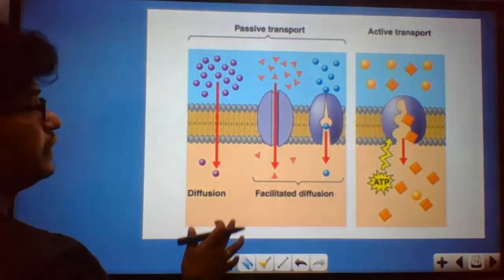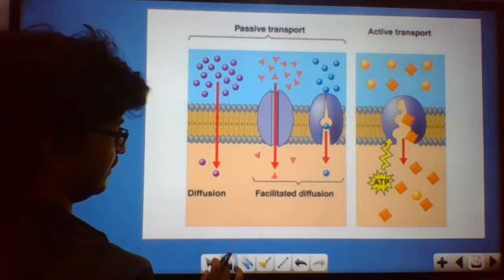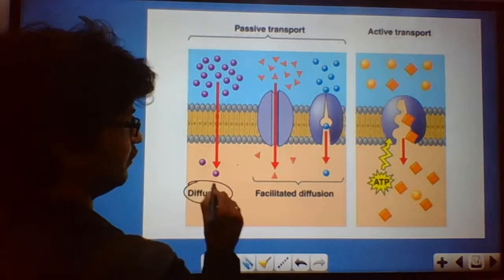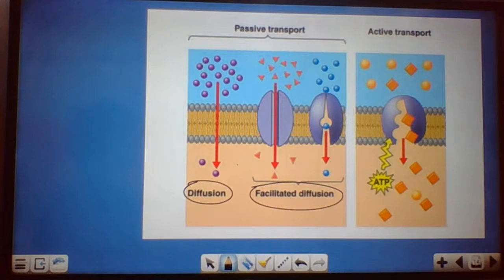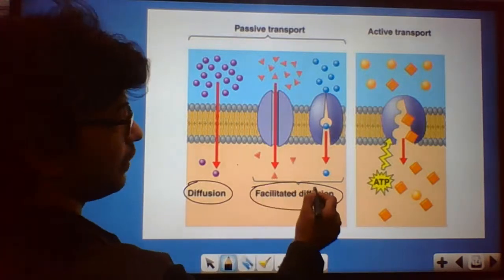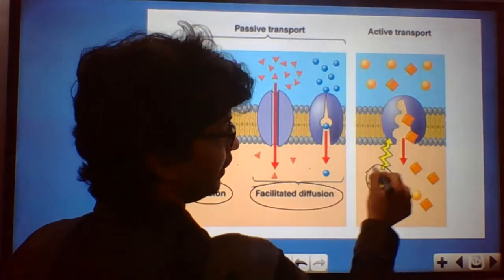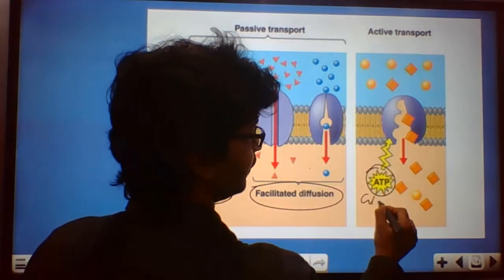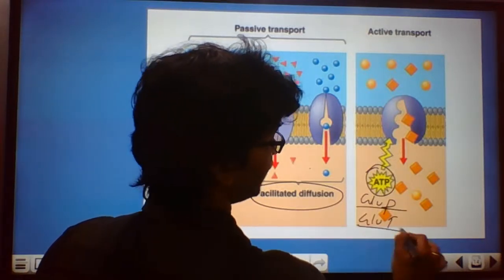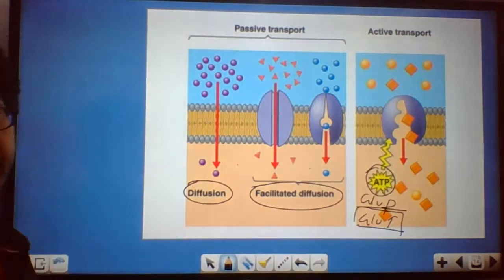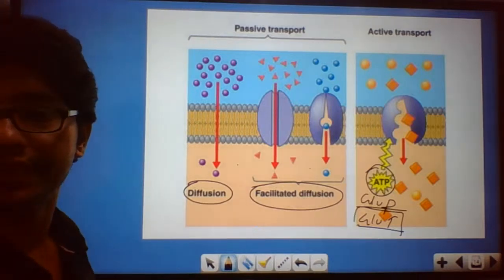This is a slide which shows, I forgot to show this one, the passive transport and the active transport. This occurs by means of diffusion, and this by means of facilitated diffusion. I told you about the channel proteins and the carrier proteins, the porins and aquaporins that we discussed in this part. Then active transport, definitely we require ATP, and we have GLUT, the glucose transporters, which are required in case of active transport. Fine. Okay.